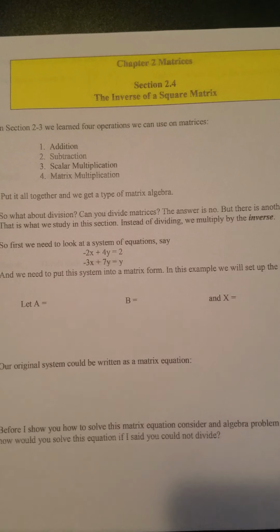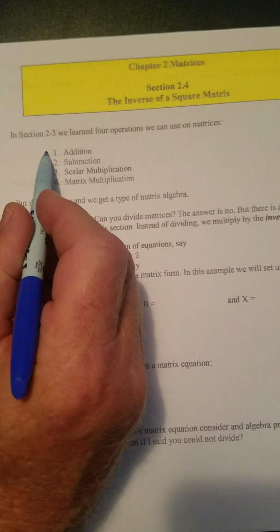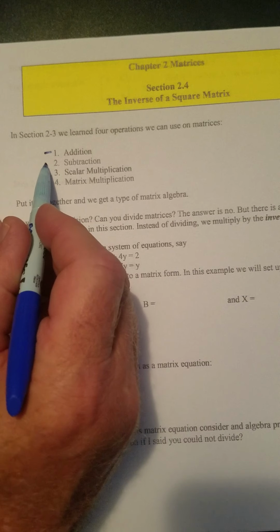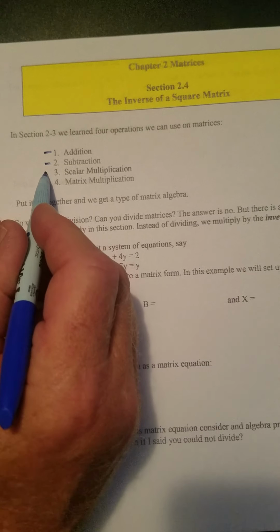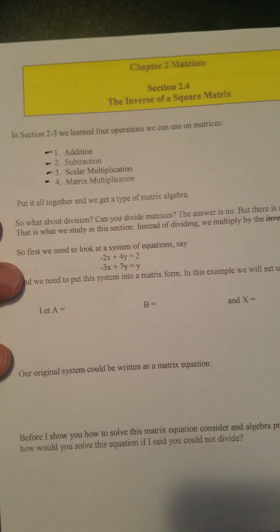Section 2.4, the inverse of a square matrix. Okay, briefly, we looked at some things in section 2.3. We learned how to add matrices, subtract matrices, we did scalar multiplication, and we finished with matrix multiplication. You should be good at those by now.